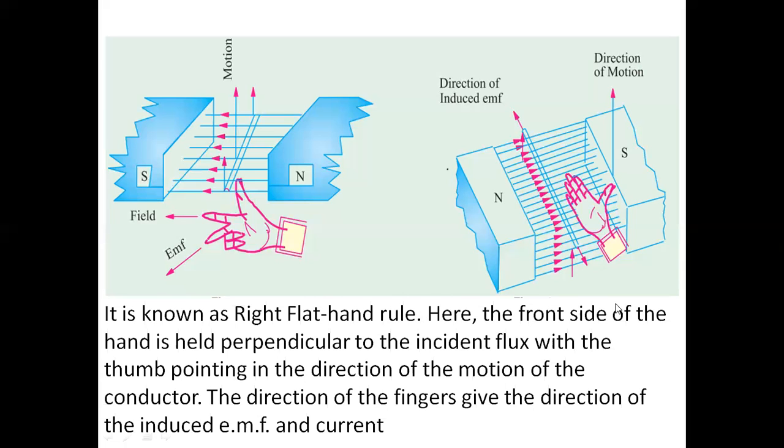So on the right side of the figure we have the right hand rule. If you use the right hand, placed opposite to the magnetic field, north pole to south pole, the right hand thumb will indicate the direction of the motion of the conductor, and the fingers will indicate the direction of the induced EMF.